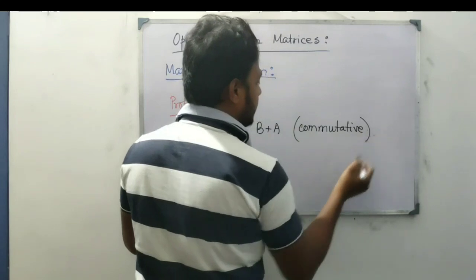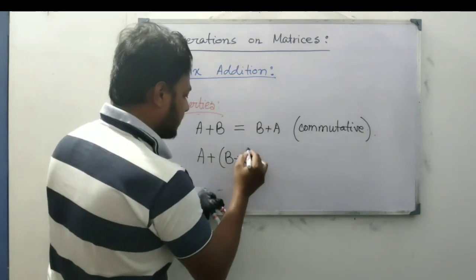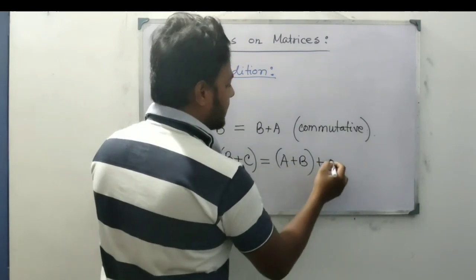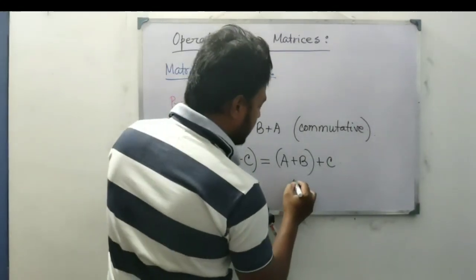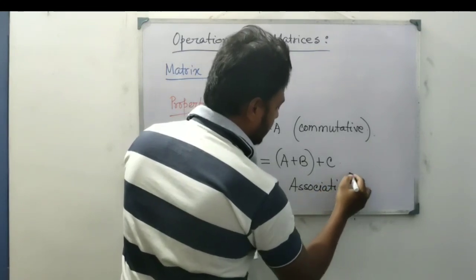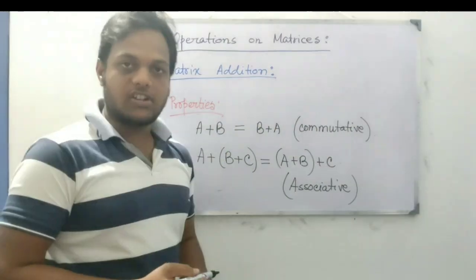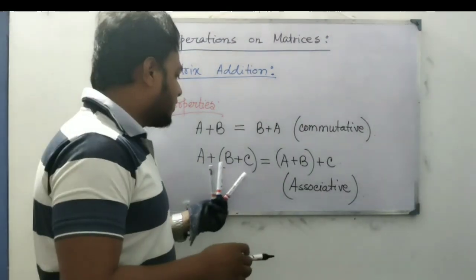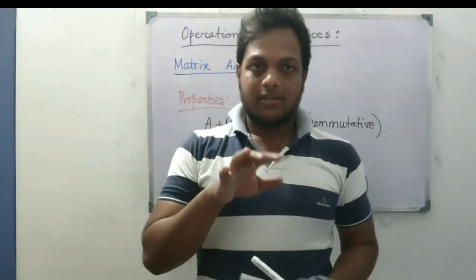And A plus B plus C, where A, B, C are matrices, equals, if we add the first two matrices A plus B, after that C, then this is also true. This property holds. This is called the associative property. So these two properties hold for matrix addition: commutative property and associative property. They can commute with each other and they can associate. Clear?